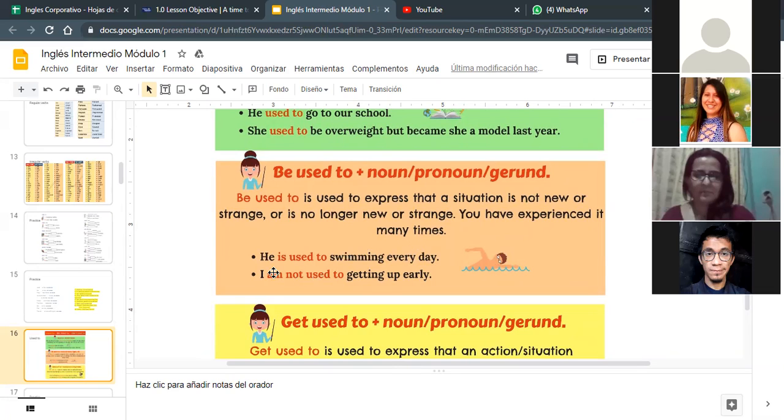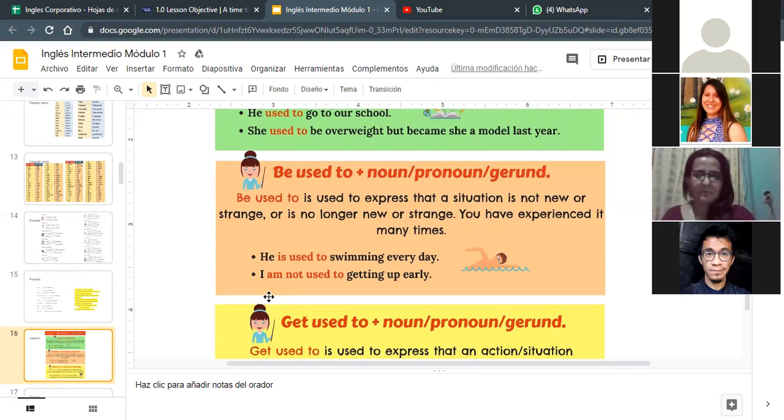So for example, he is used to swimming every day. That means that right now, at this very moment, he is experiencing that a lot. He does that a lot. It's a period of time, but it's something that he's experiencing and continues, right? The other one says, I am not used to getting up early. So this is negative, meaning that I get up early, but this is so difficult for me. I don't get accustomed to that one. It's difficult. So, be used to. Is this clear? Do you have questions about this part?